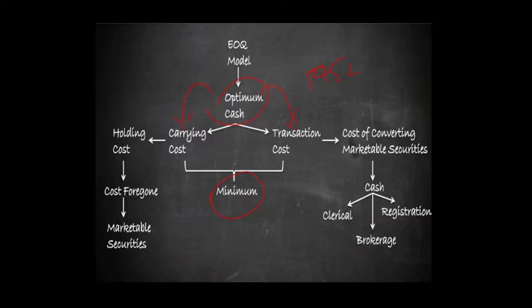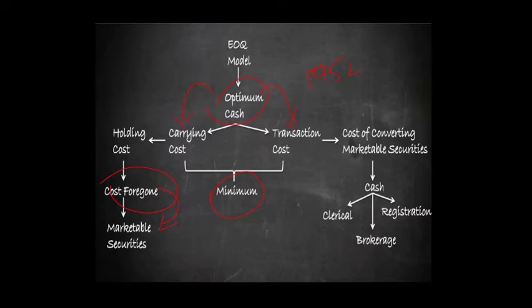So what is carrying cost? Carrying cost is nothing but the cost of holding the cash. By holding the cash, the company is not investing that cash anywhere, meaning the company is foregoing certain return. So it is the cost foregone on marketable securities. By holding the cash you are losing income which otherwise could have been earned by investing the cash in marketable securities. That is all about the carrying cost.